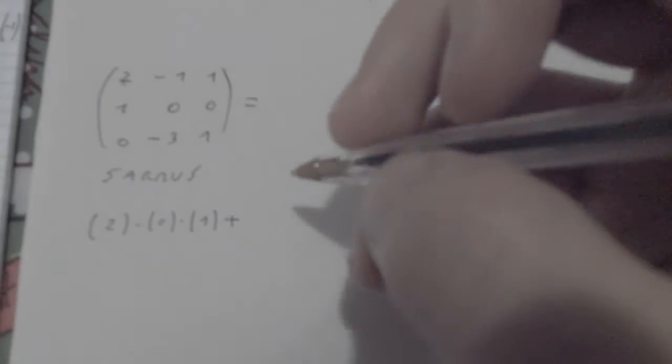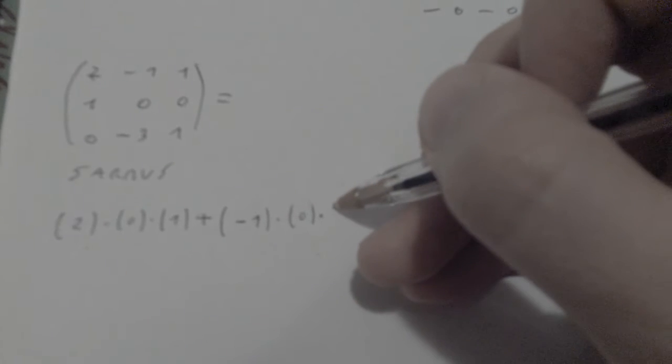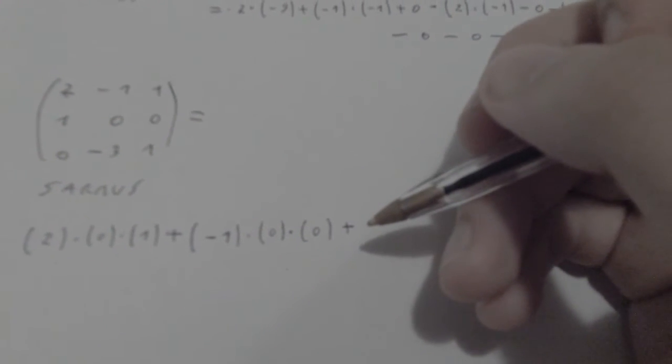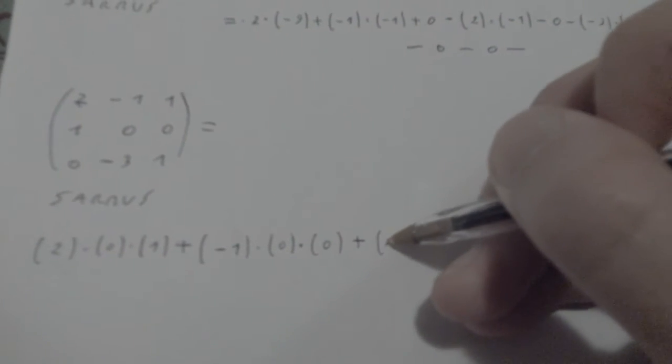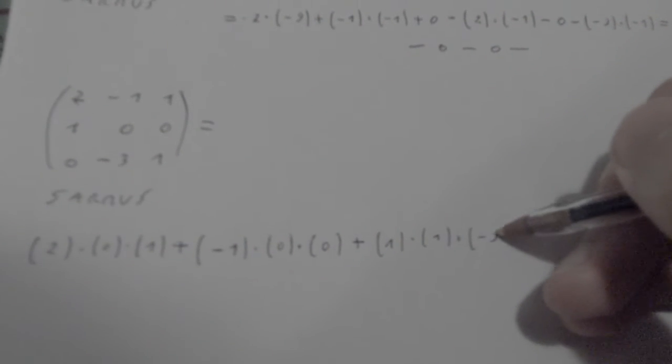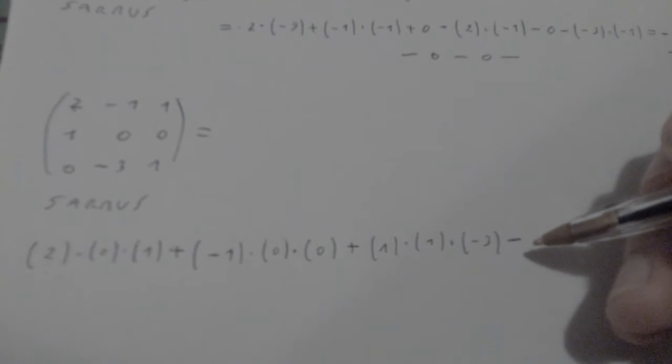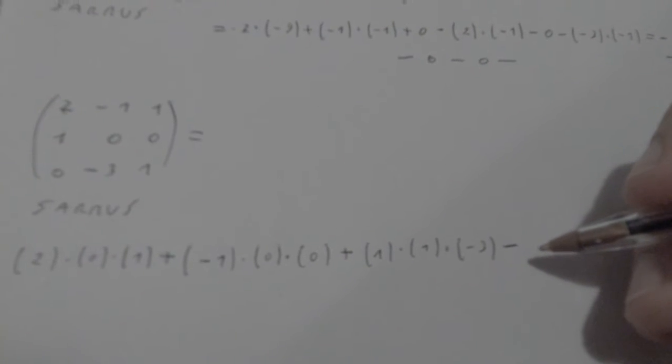plus BFG, which is basically -1 times 0 times 0, plus CDH, which is 1 times 1 times negative 3, minus AFH, which is 2 times 0 times negative 3, minus BDI, which is basically negative 1 times 1 times 1, minus the other diagonal, which is 1 times 0 times 0.